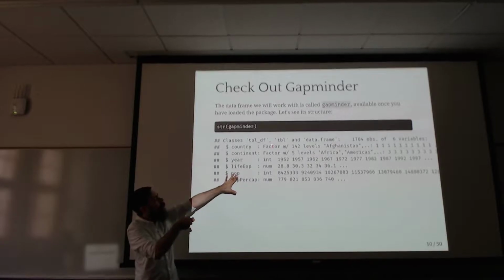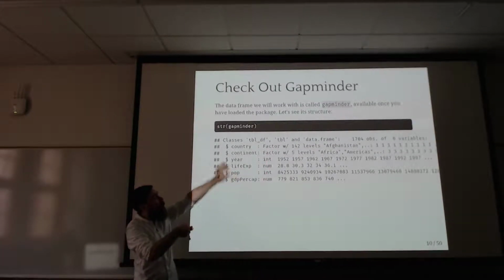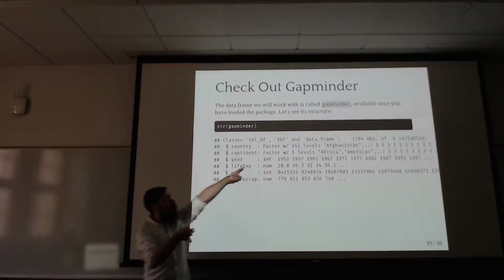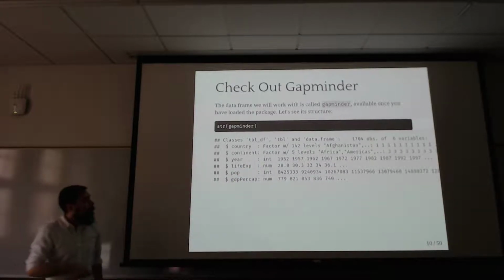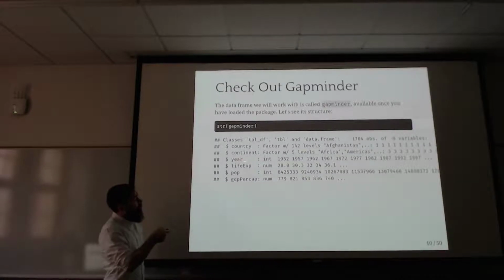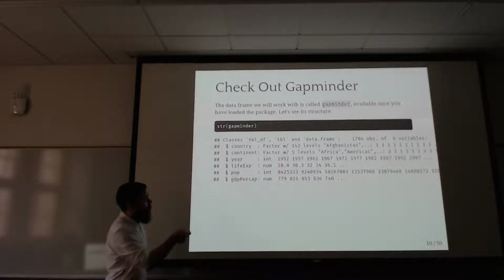So these are the types of variables over here. We see these first ones, country and continent, are something called factors, which I haven't really talked about yet. I will in a second. This is an integer, year, this is something numeric, this is an integer, this is numeric. So these contain number information, these contain categorical data.